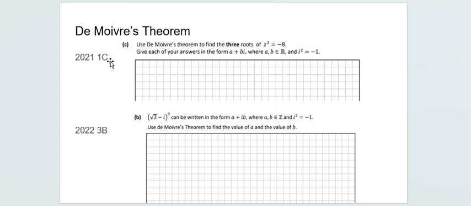So that 2021 question, you'll represent that minus 8 as a complex number. So minus 8 will be around here. So you'll be able to represent it in polar form. It'll just be cos of pi plus i sine pi. It's pi because it's just 180, so pi is around here.